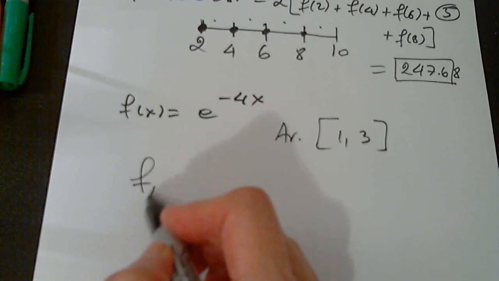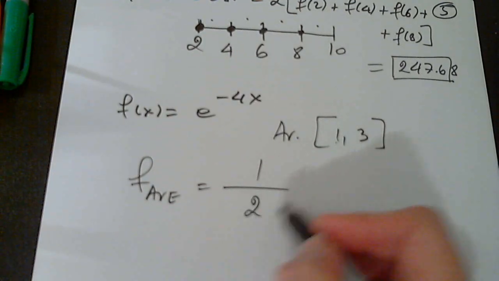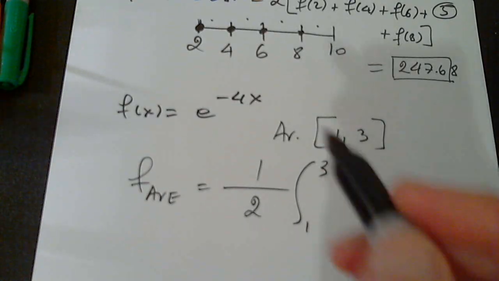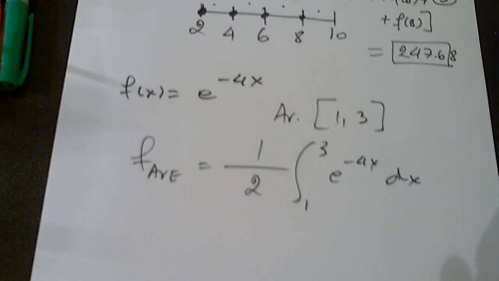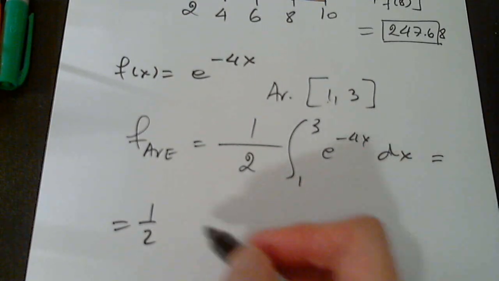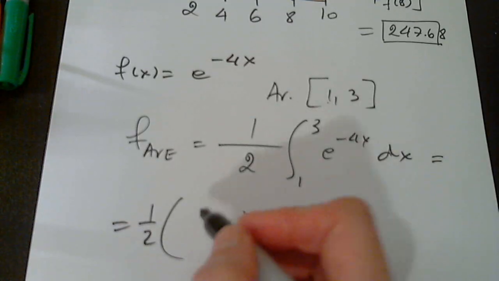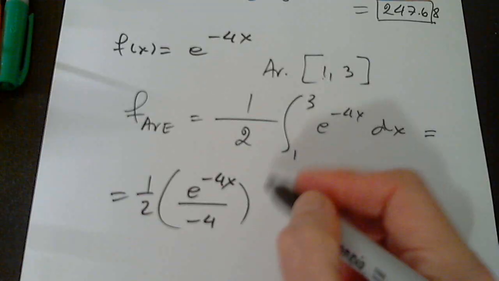In order to find f average, I have to write 1 over 3 minus 1, which is 2, the integral from 1 to 3 of this function, dx. So then 1/2 in front. The function that I differentiate to get this is e to negative 4x over negative 4, from 1 to 3.